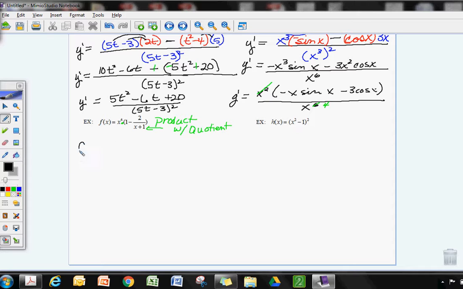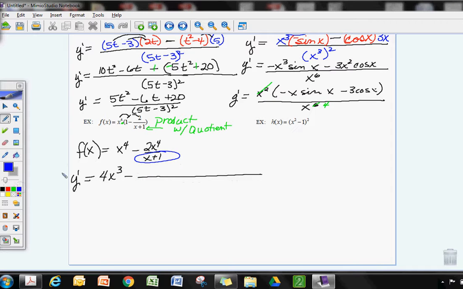I can rewrite this. So notice I have f of x, not the derivative yet. Could I take that x to the 4th and distribute it to both of those things and come up with x to the 4th subtract 2x to the 4th, and this is over x plus 1. So now, when I take my derivative, this first piece, just power it down like you've done before, 4x to the 3rd, subtract. This piece here is a quotient rule, so blue to the bottom, red to the top.